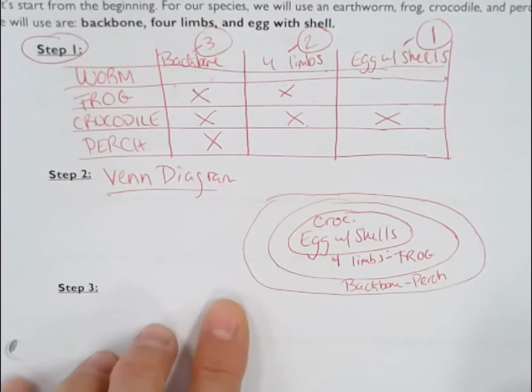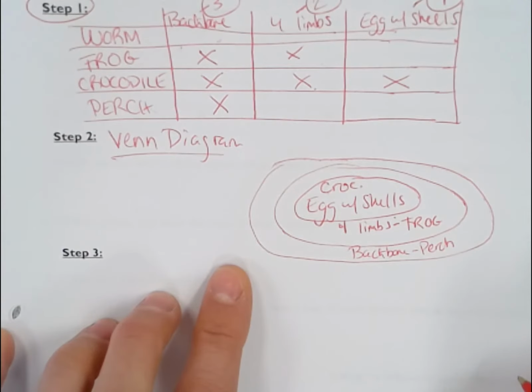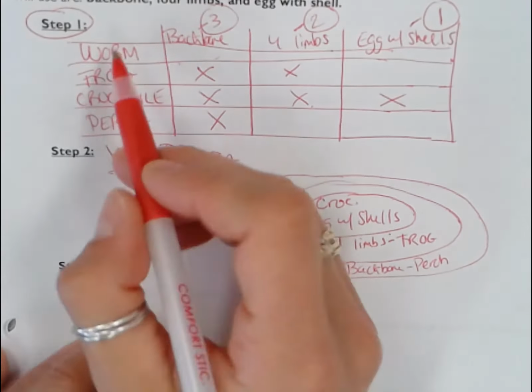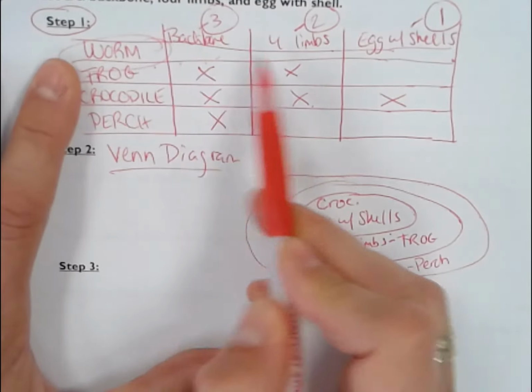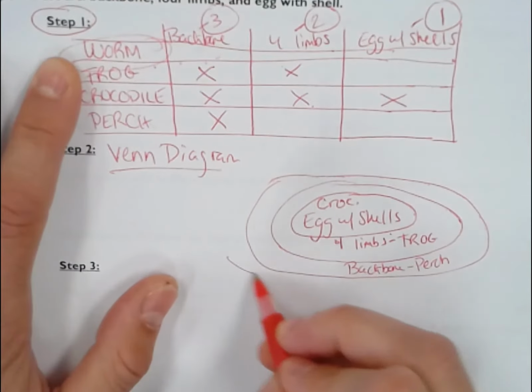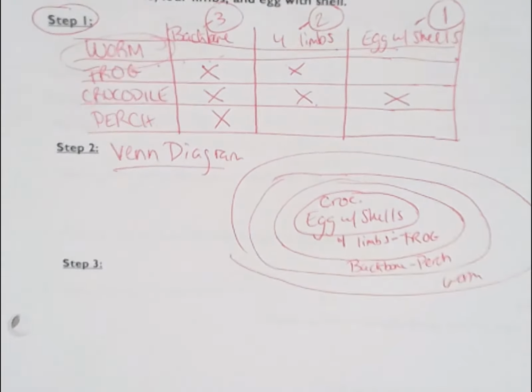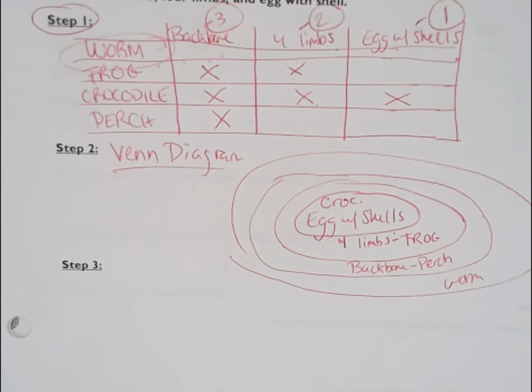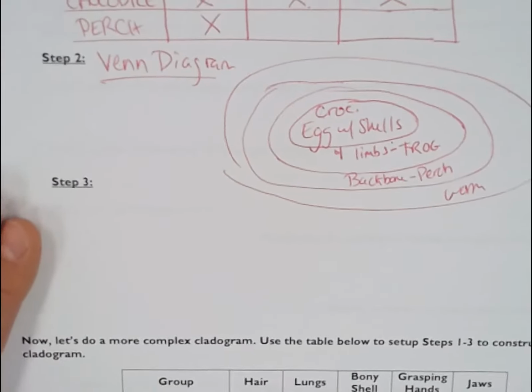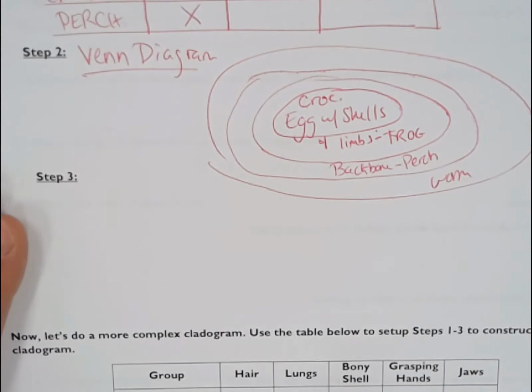Are we missing anything? Okay, we're missing a species. But the worm doesn't have any traits at all. So we're actually just going to make a circle for him, and we're just going to put worm, and we're going to leave our trait blank, okay? So what that means essentially is that we have to start with our worm, and we're not going to have any traits on our worm.